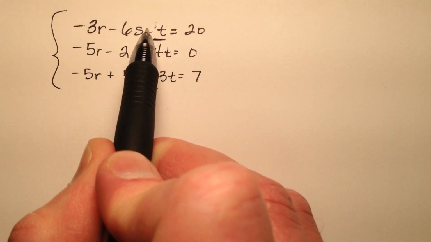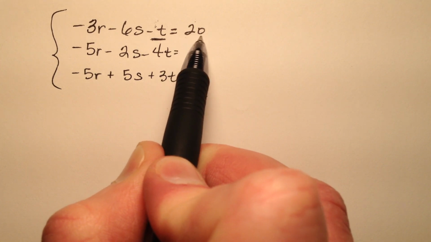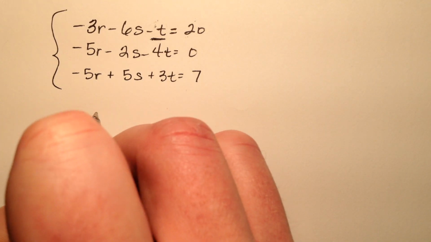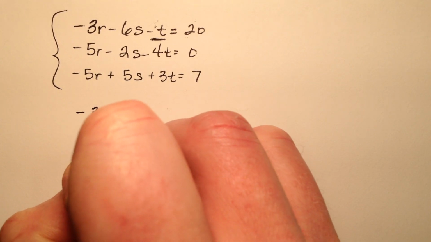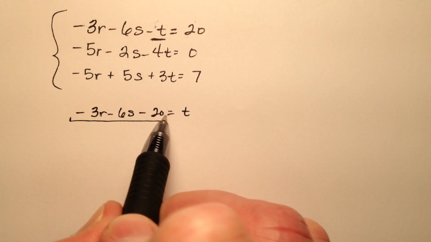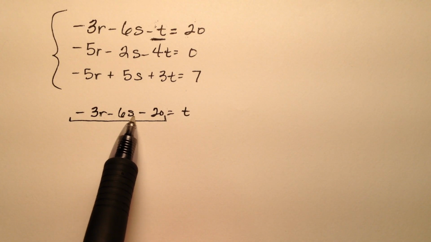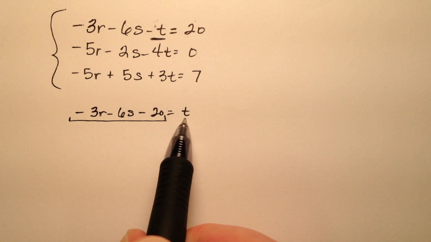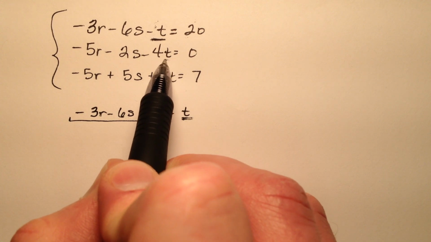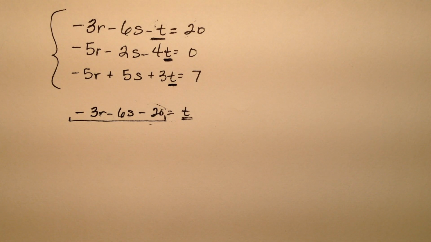So I'm going to take this negative t and push it over to the right side and make it a positive t, while taking this positive 20 and moving it to the left to make it a negative 20. So I have negative 3r minus 6s minus 20 equals t. So here is our equivalent expression, this negative 3r minus 6s minus 20. Since I know that's equivalent to t, I'm going to substitute this expression into the t in both the second and the third equations.